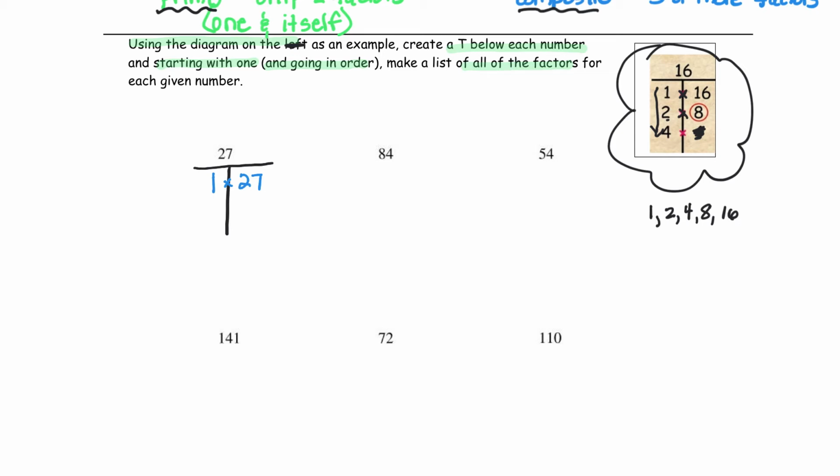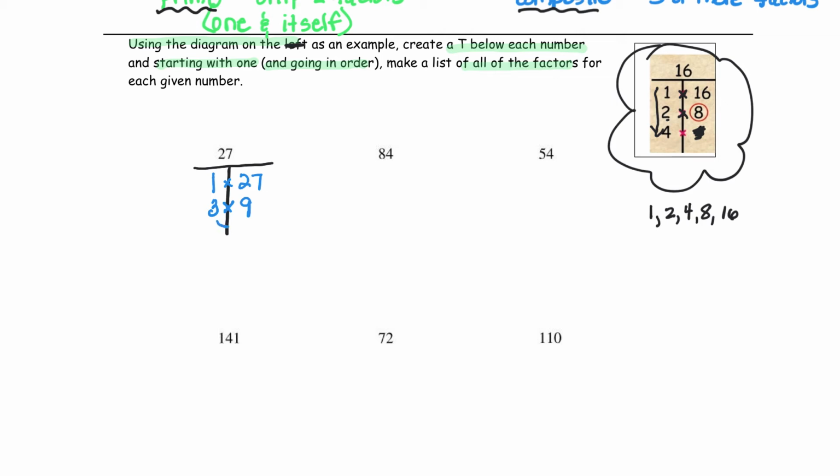Does 3 go into 27? Well, if you know your facts, you would say, oh, yes, absolutely. 3 times 9. You can also check with your calculator. How about 4? Doesn't go. 5? Nope. 6? Nope. 7? Nope. 8? Nope. Back to 9.